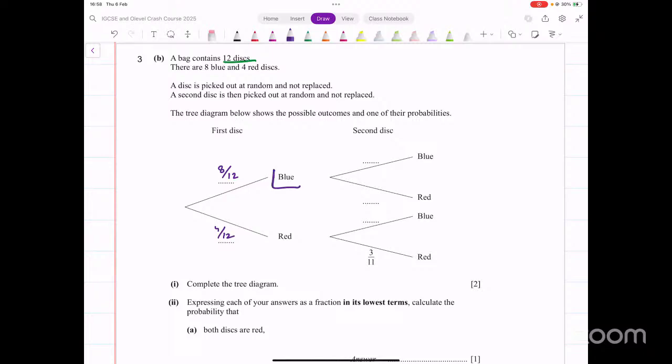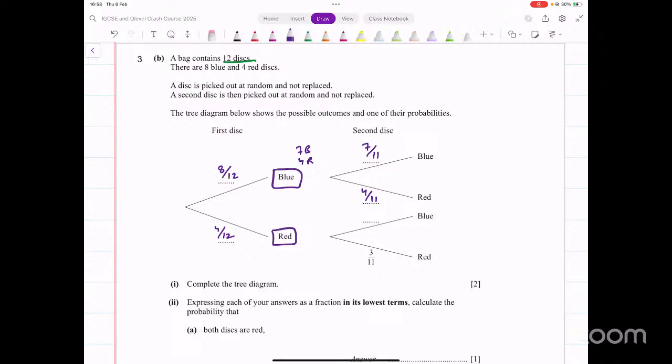Now, once you take a blue disc out the first time, what's the number of discs left in that bag? You have 7 blue discs left now and 4 red discs left now. What's the probability of getting a blue disc the next time? It's going to be 7 out of 11. And a red disc, the number of red discs is still 4. So that is going to be 4 out of 11.